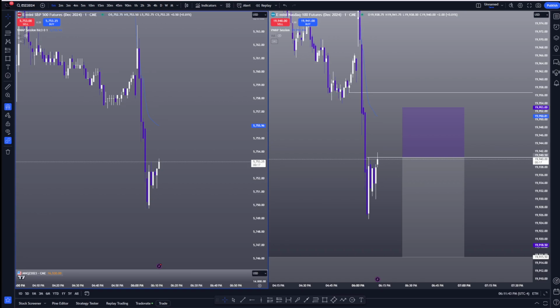So what am I going to wait for? I'm going to wait for us to trade up into this fair value gap and wait for a good reaction off of that level. Possibly even wait for a bullish fair value gap to be created on the 1-minute, and then wait for us to trade through that bullish fair value gap, inverse it. That would be an ideal level to get an entry.